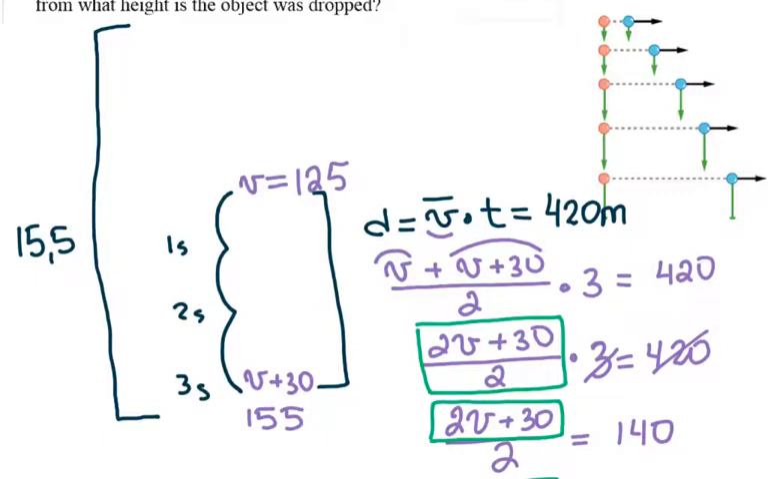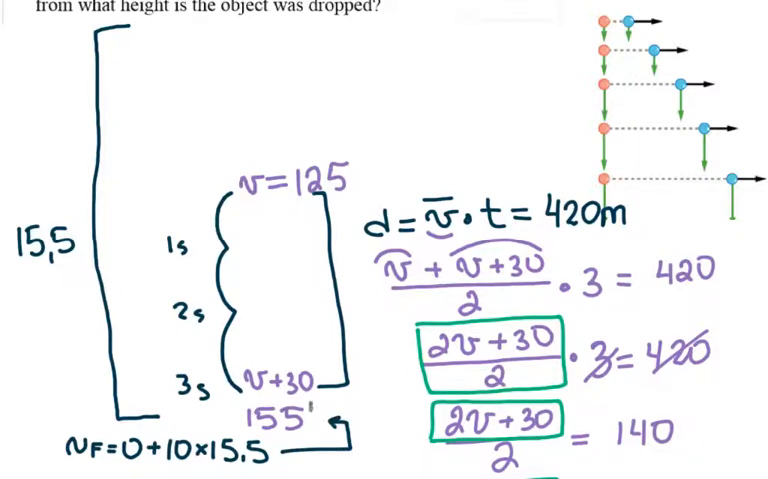Now, if the velocity is 155, that means it has been falling down for 15.5 seconds, because in 1 second it's 10, in 5 seconds it's 50, in 10 seconds it's 100, in 15 seconds it is 150, in 16 seconds 160. So in 15.5 seconds the final velocity is equal to initial velocity plus the acceleration times the time, which is 15.5.